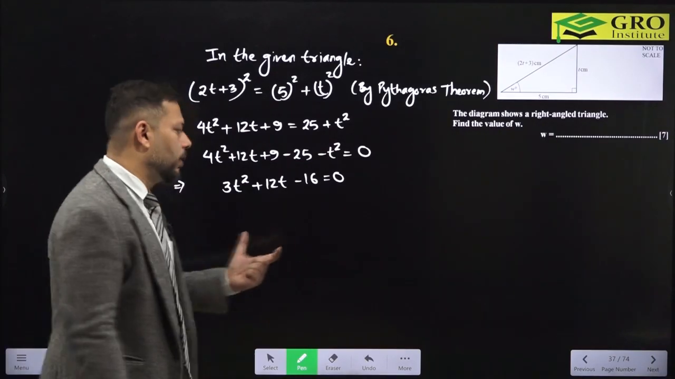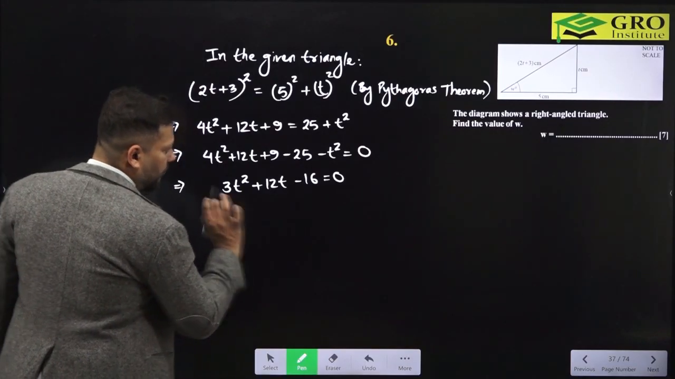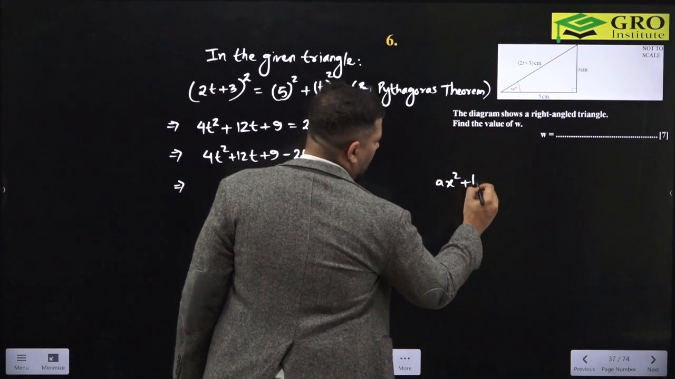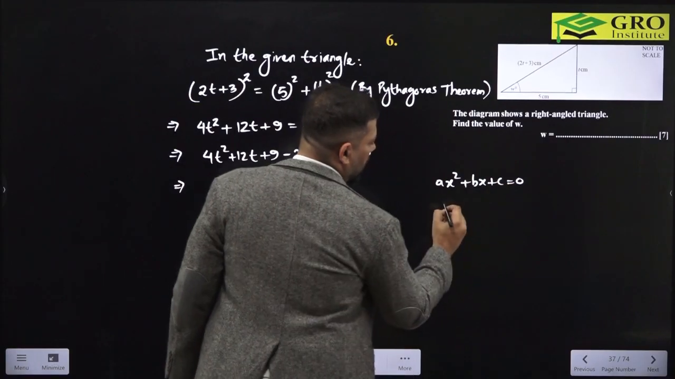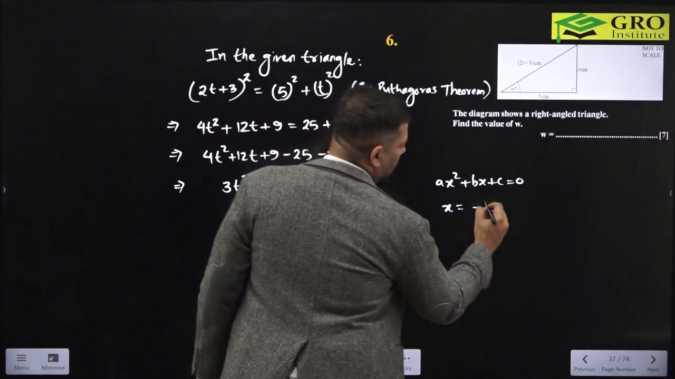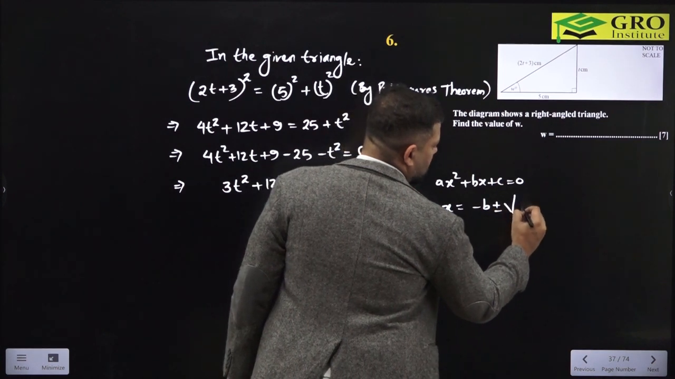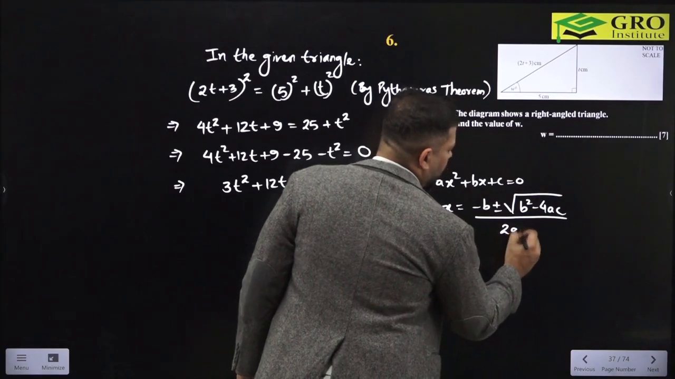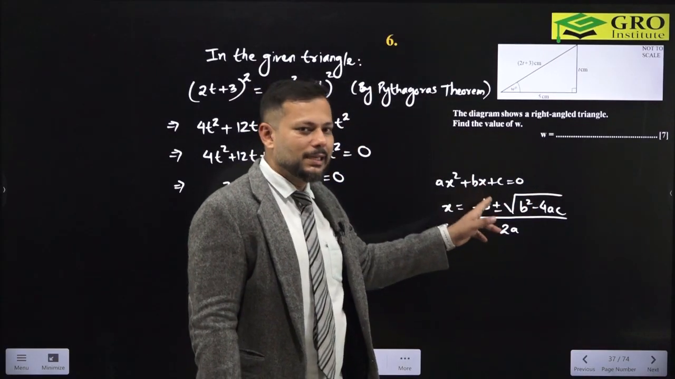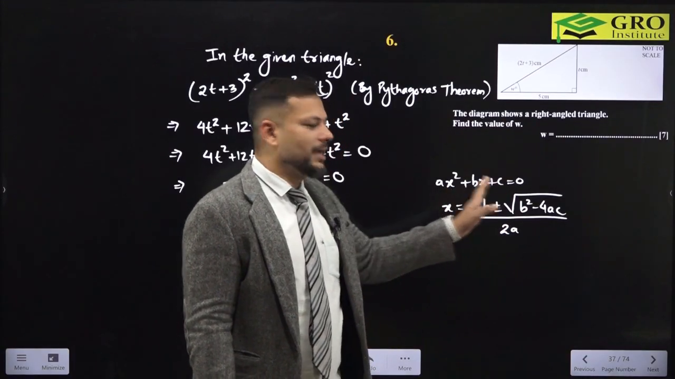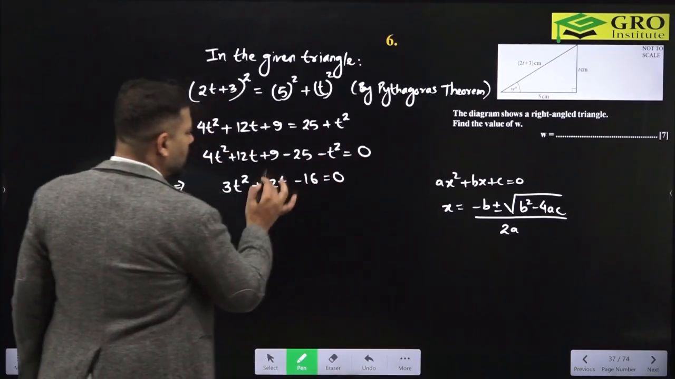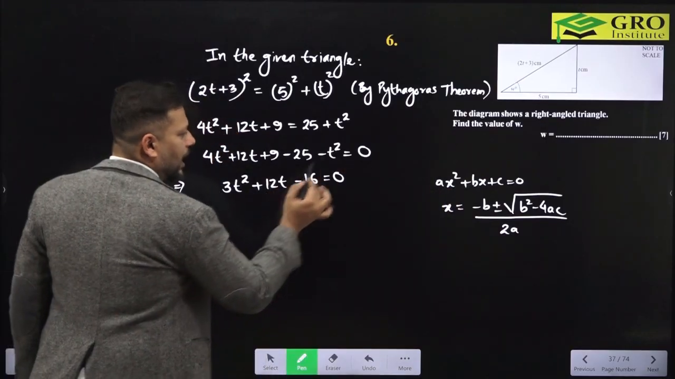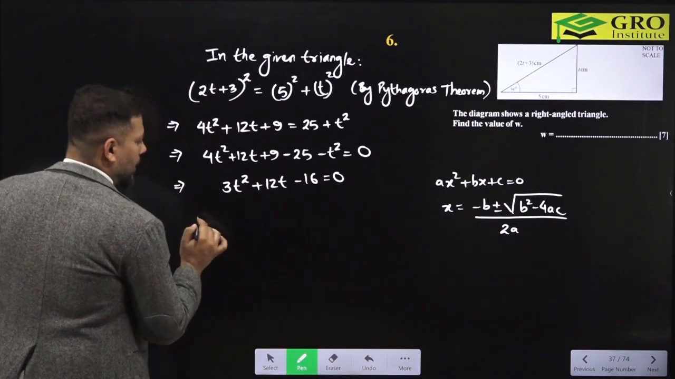We'll apply the quadratic formula. What is the quadratic formula? We know that for an equation ax square plus bx plus c equals to 0, x is equal to negative b plus minus under root of b square minus 4ac upon twice of a, where b is the coefficient of the middle term, a is the coefficient of the first term, and c is the constant. So here if I equate it with this one, I see that in place of a we have 3, while b is 12 here, and c is minus 16, and here the variable is t.